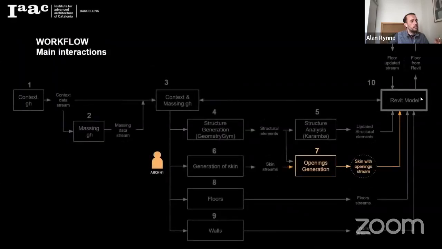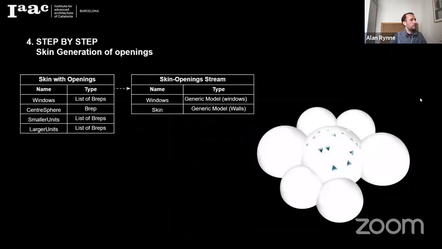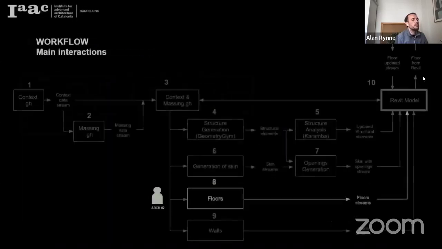The next step is the generation of the openings. So we'll generate the openings in the central sphere. And this time we'll have objects containing windows as a list of BREPs. Then the central sphere skin is intersected with the openings, and the smaller units and larger units will stay the same. And this will be pushed into Revit, generating generic model type windows and generic model type walls.